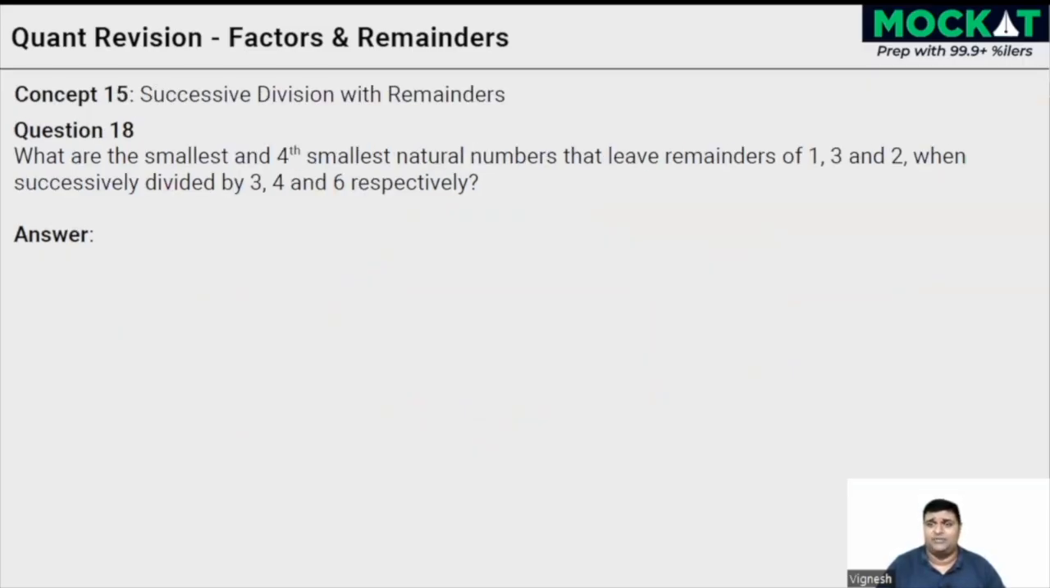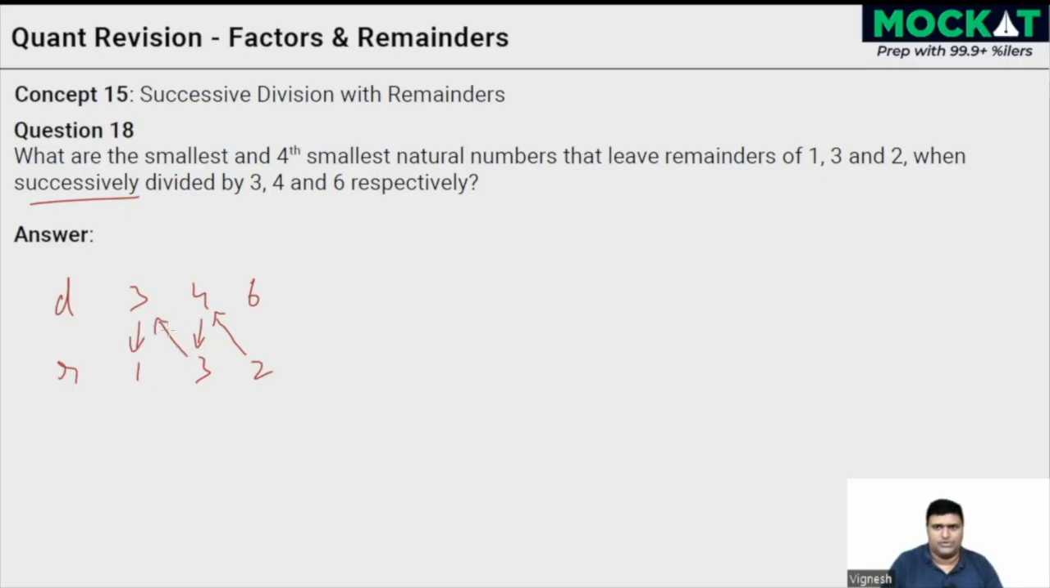Now, successive division with remainders, we've seen this. The lesson example is what I'm using here. What are the smallest and fourth smallest natural numbers that leave remainders of 1, 3, and 2 when successively divided by 3, 4, and 6 respectively? Okay, so we know what to do. The divisors we write first, 3, 4, and 6. Here it's successive division, one after the other. The previous questions weren't. So the remainders in the next row, 1, 3, and 2 respectively. We're going to ignore the last divisor over here. From the bottom, when we're going up, we multiply, then we come down.